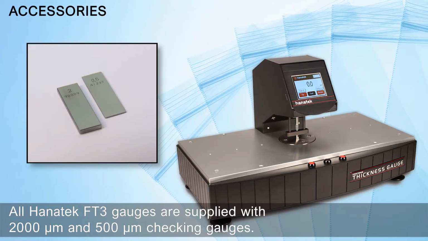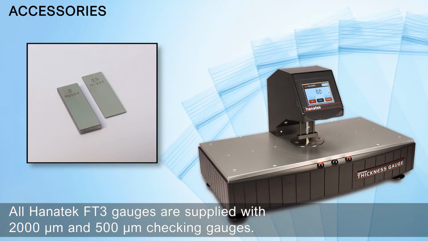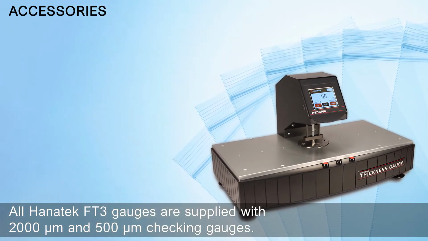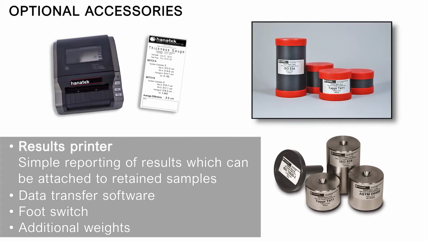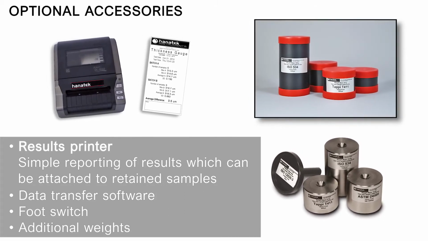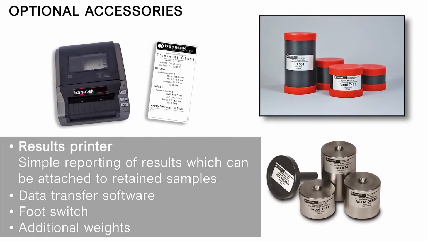Accessories: all Hanatek FT3 gauges are supplied with 2mm and 500 micron checking gauges. Optional accessories: results printer, simple reporting of results which can be attached to retained samples, data transfer software, foot switch, additional weights.